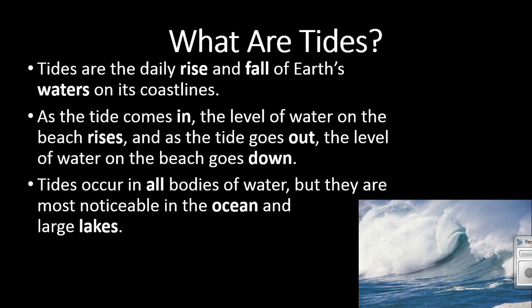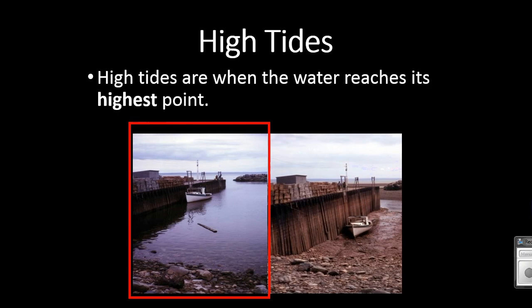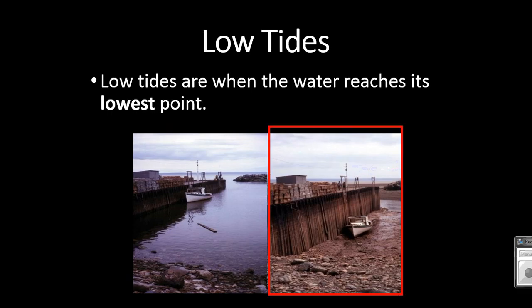We don't see tides in small bodies of water. While gravity pulls on all our bodies of water, we really only see it in the areas where it's big enough to actually move around quite a bit. Technically, the gravitational pull is acting on swimming pools and things like that as well, but that body of water is not big enough for us to actually see tidal pulls. So these are pictures of the same area where we've got our high tides and then our low tides.